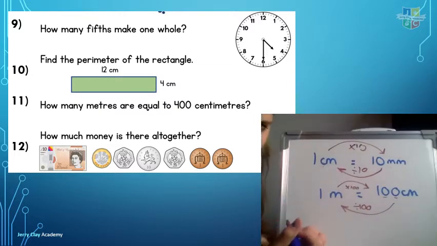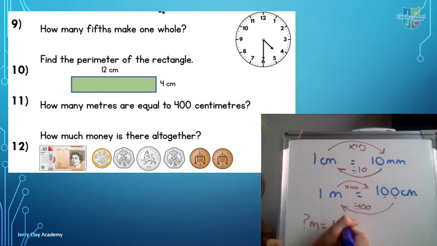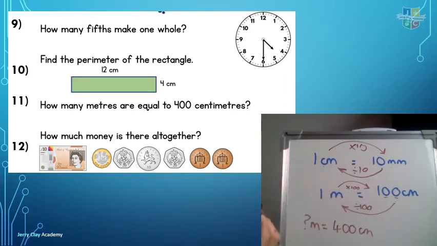Okay, number 11. So I want to know how many meters are there in 400 centimetres. So I want to know how many meters. I know how many centimeters I have. If I look at my conversions to get from centimeters to meters, I'm going to divide by 100. I could have used my shuffling where I shuffle them along the columns. However, because it has got 2 zeros on, if I divide by 100, I can take off my 2 zeros to find that your answer is going to be 4 meters. So well done if you got that one correct.